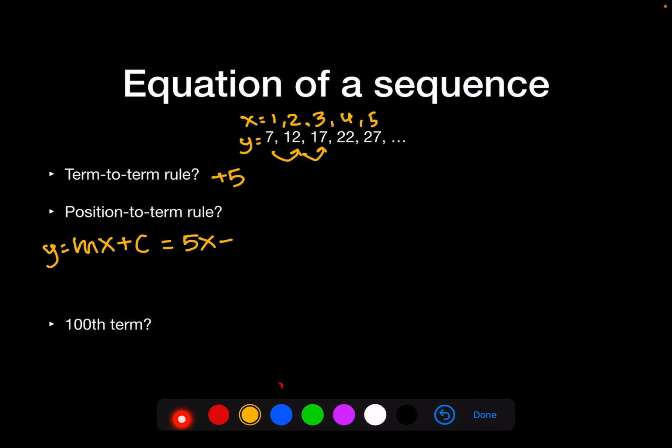We have 5x plus c. Now how do we find c? We can find c using a substitution. What I mean is that, let us say that y is equal to 5x plus c, that's what we know.